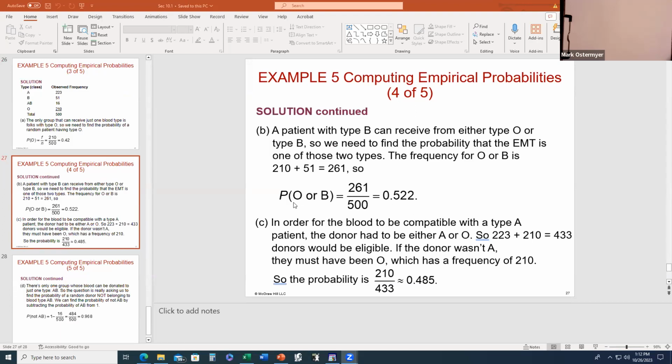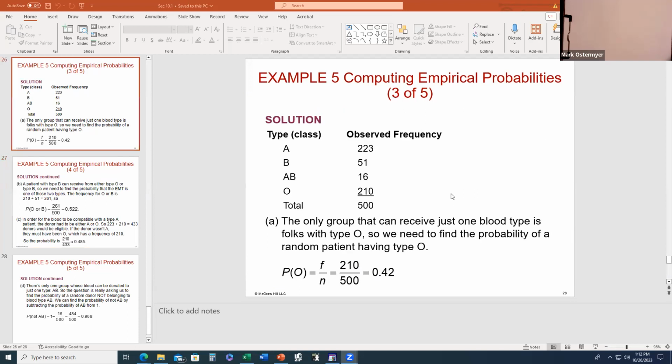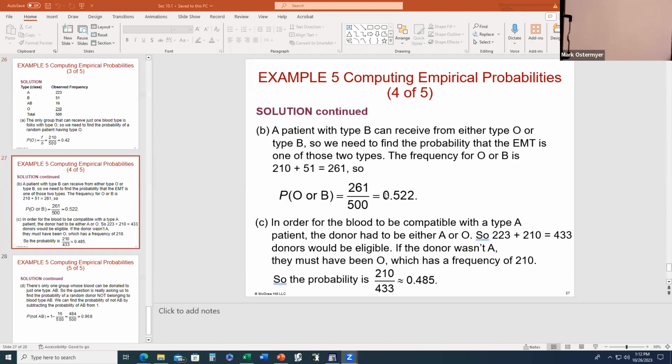What's the probability that a person randomly selected would have type O or B blood? Well, how many ways can type O or B blood occur? Type O can occur 210 different ways, and type B can occur 51 different ways. So what's 210 plus 51? That's 261 different ways that we could select somebody with type O or B blood, divided by the total number of people that were surveyed, 500. There's about a 52% chance that we will randomly select somebody with type O or B blood.